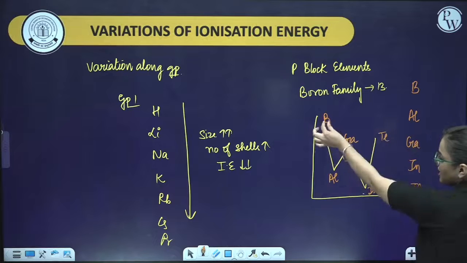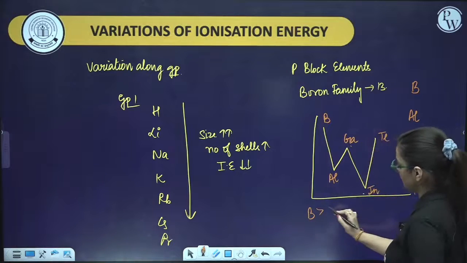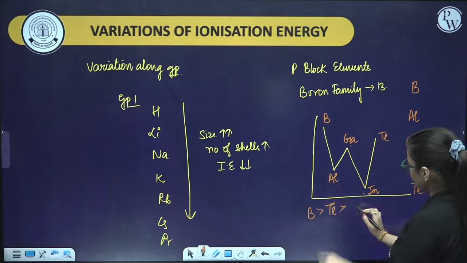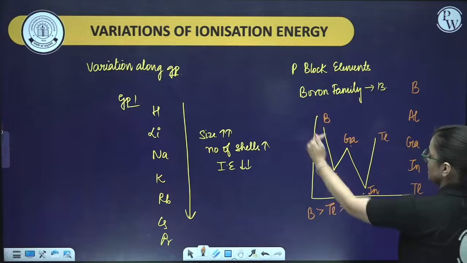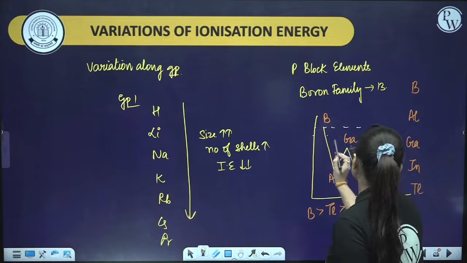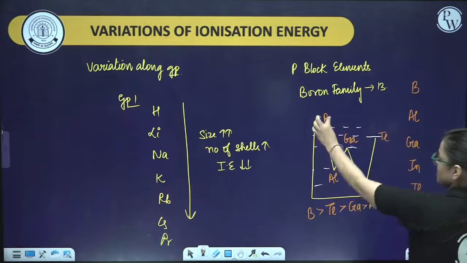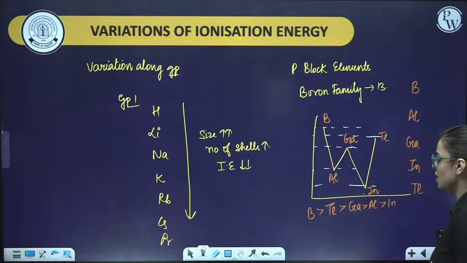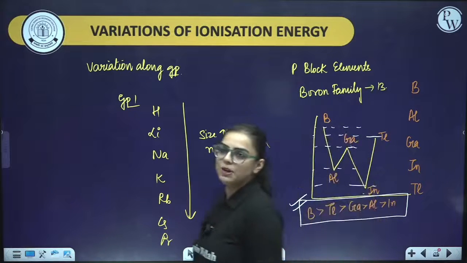Now see which has the highest value, boron. After boron, which has the value? After boron it's thallium. After thallium it's gallium. After gallium it's aluminium. And after aluminium it's indium. See in a mathematical form. Which has the highest? This, then this, then this, then this and then this. So this is going to be the order. This way you have to learn the exception for the P block family.